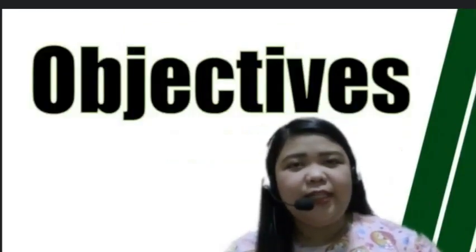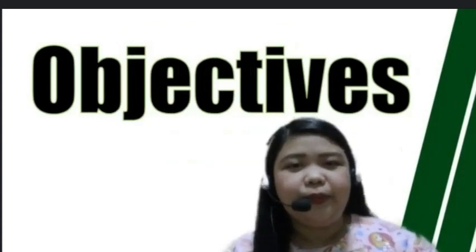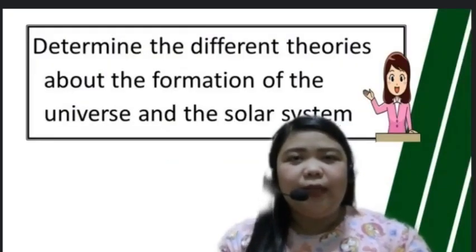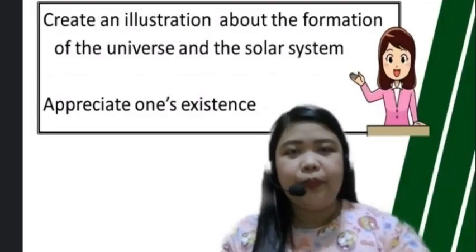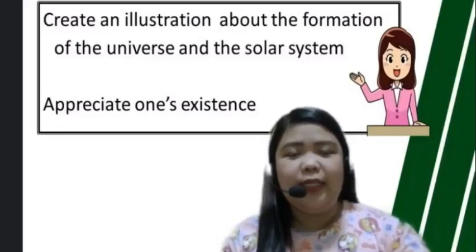At the end of the lessons, the students are expected to determine the different theories about the formation of the universe and the solar system. Number 2 is to create an illustration about the formation of the universe and the solar system. And lastly, is to appreciate one's existence.